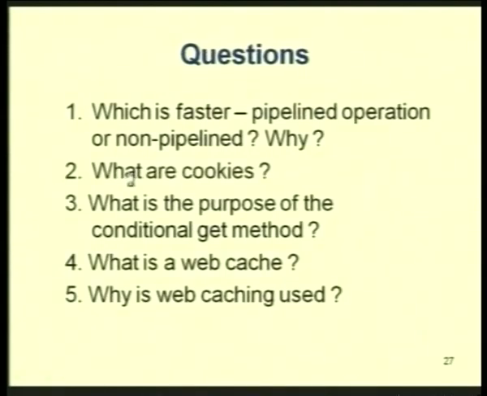A few questions for you. Question number 1, which is faster, pipelined operation or non-pipelined? Why? Question number 2, what are cookies? Question number 3, what is the purpose of the conditional get method? Question number 4, what is a web cache? Question number 5, why is web caching used?